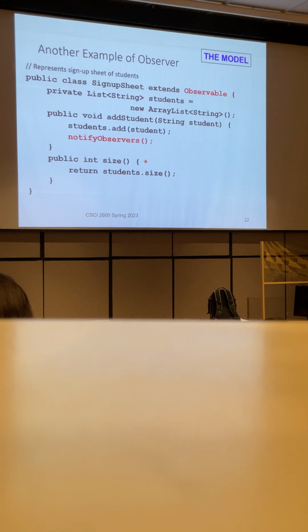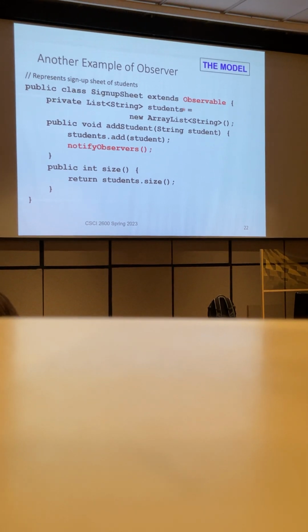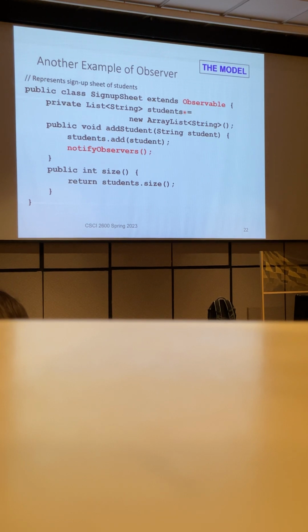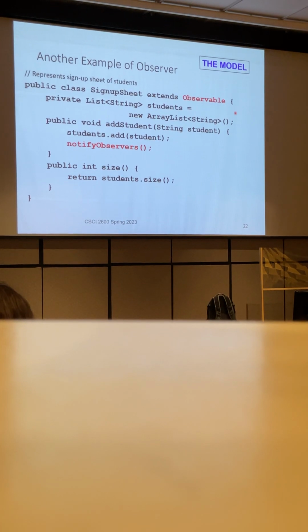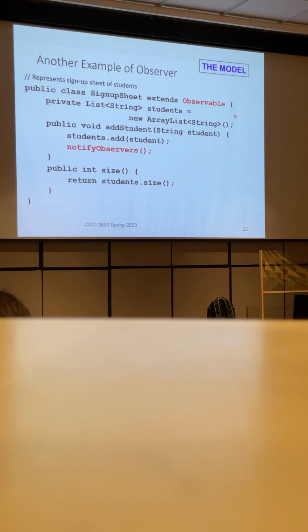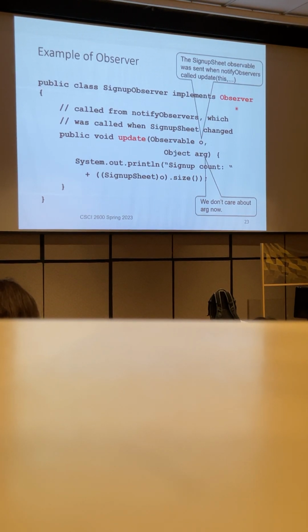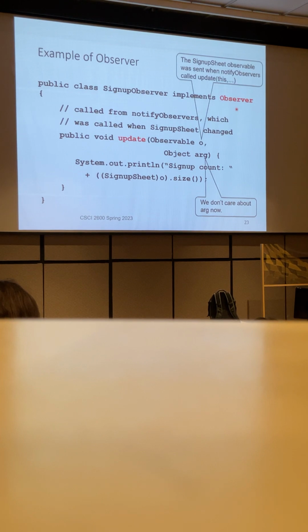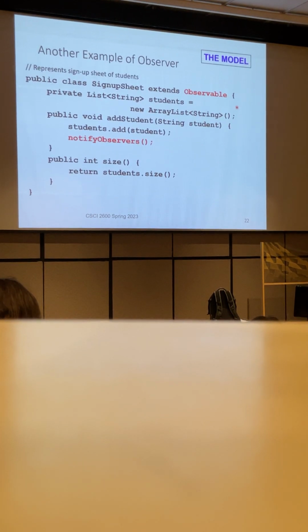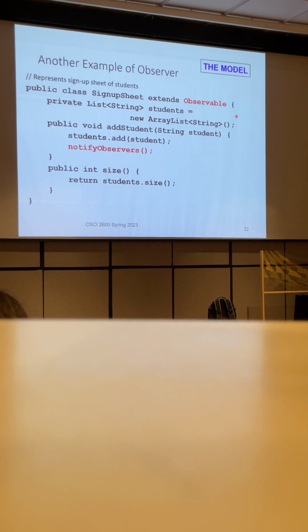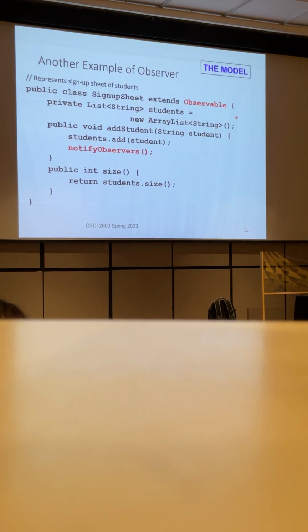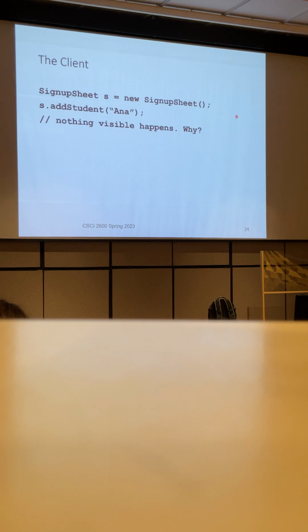All right, so notify observers. We've seen this implementation earlier. It's just a for each loop over all the observers that have been added, and it just calls update for each of them. Notify observers just calls update on all the observers that have been added. And that's not happening here. Why?